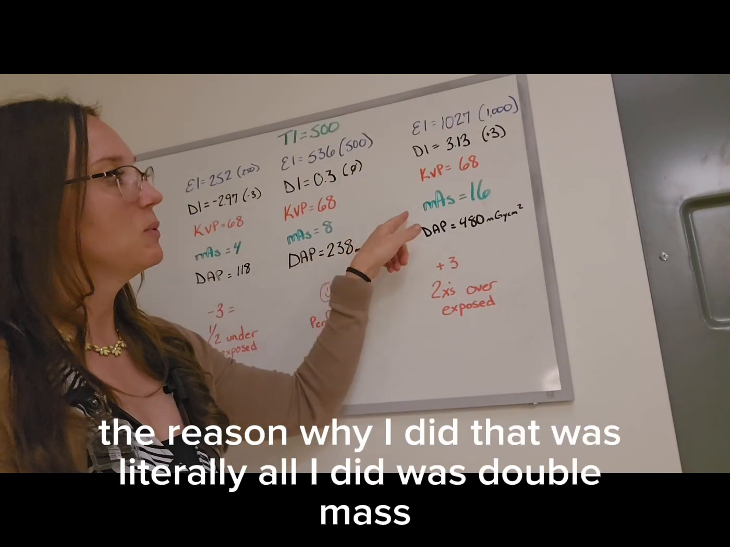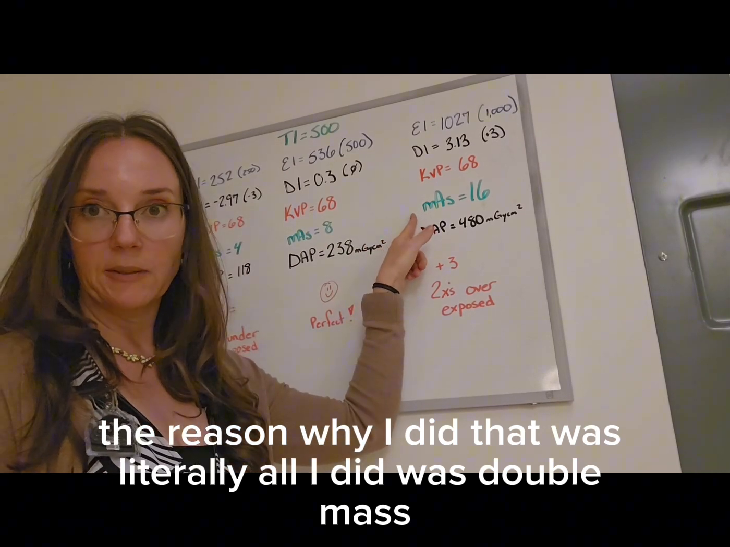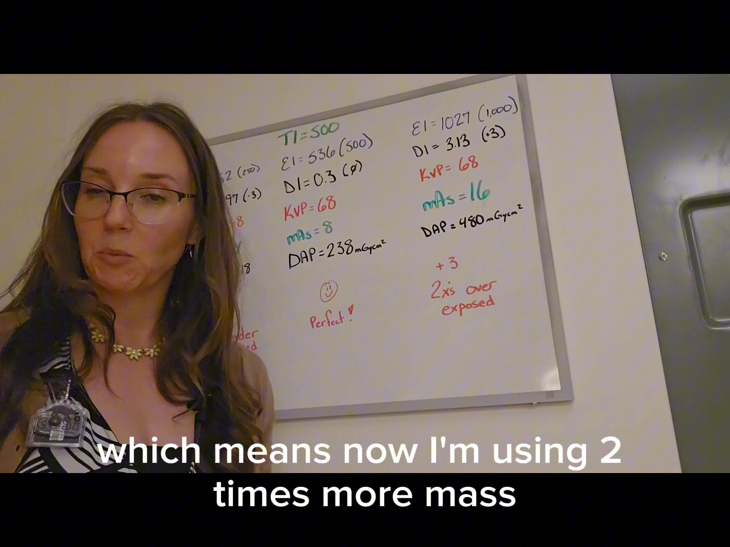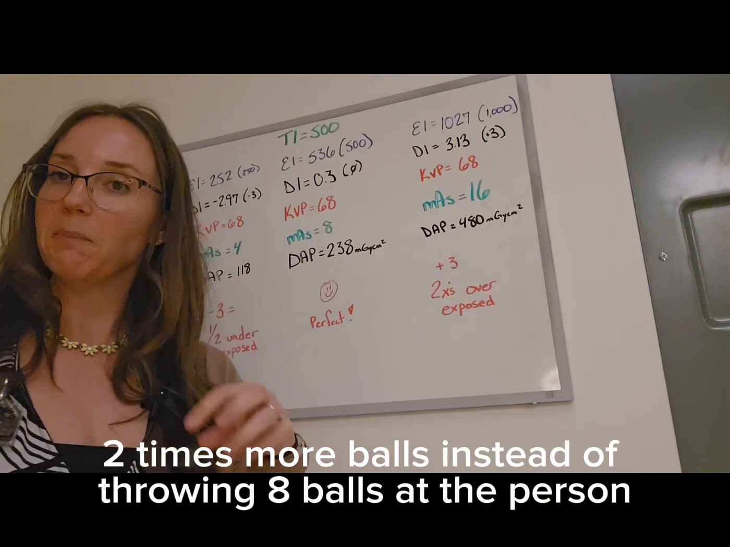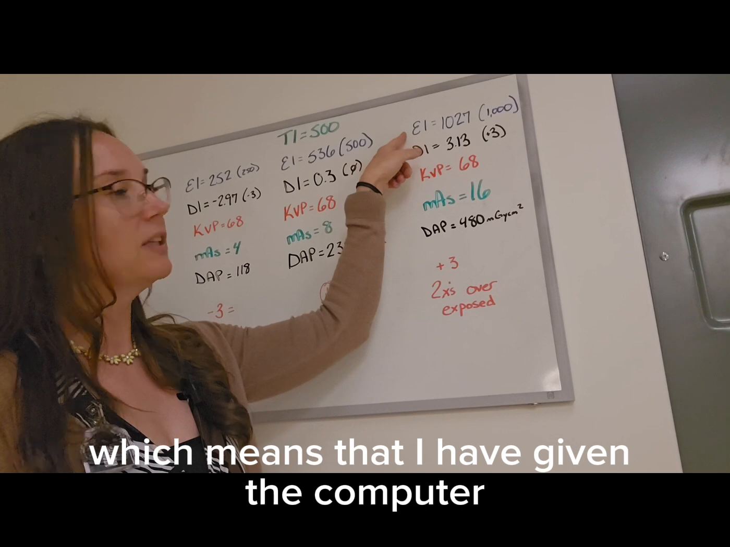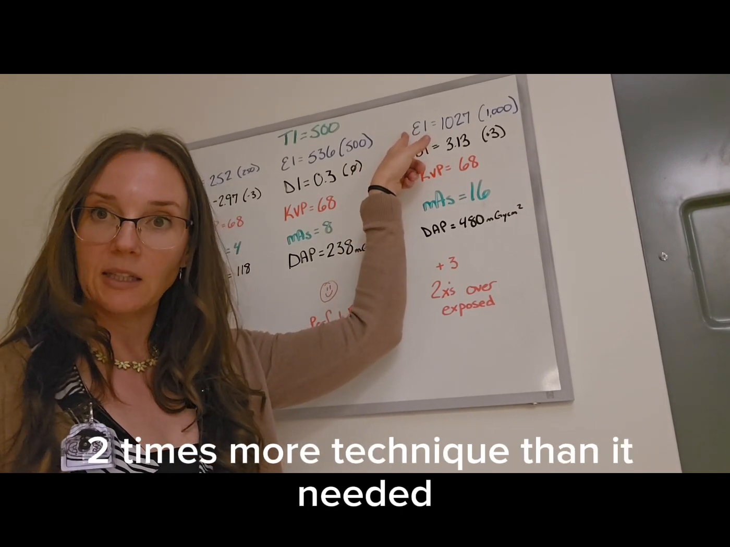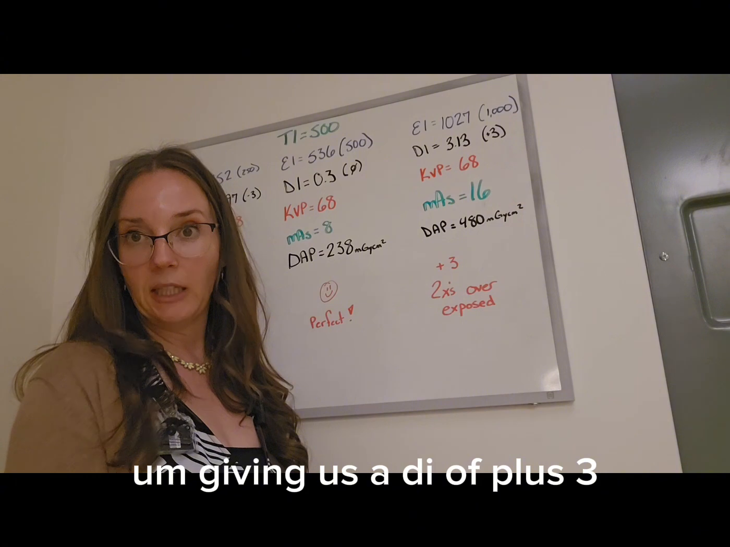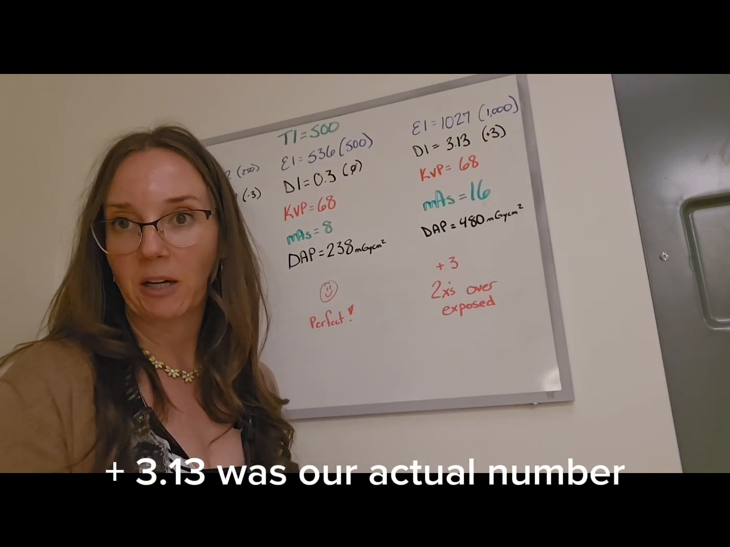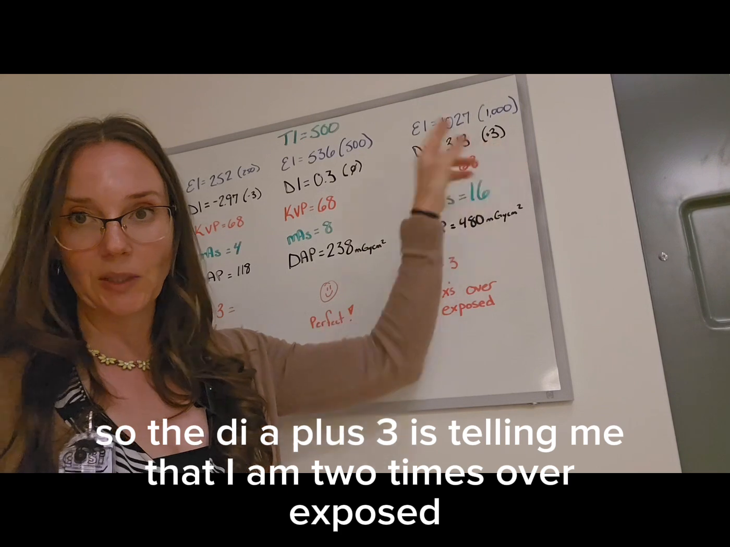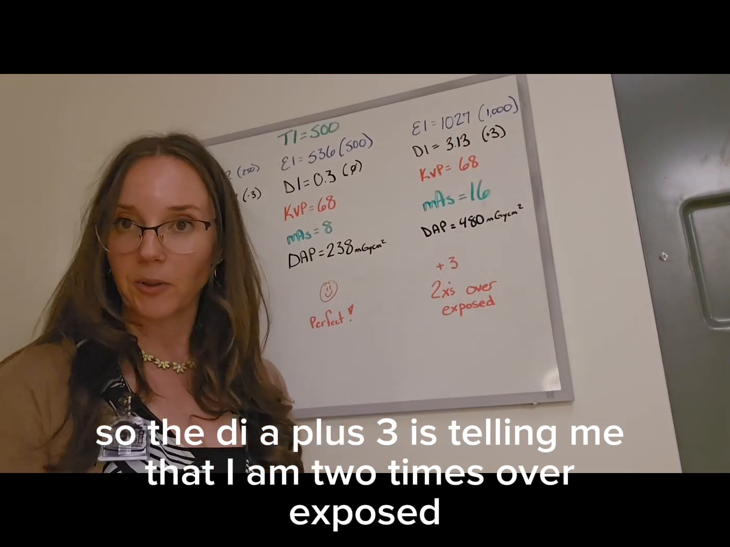The reason why I did that was literally all I did was double mass. I went from 8 mass to 16 mass, which means now I'm using 2 times more mass, 2 times more balls. Instead of throwing 8 balls at the person, I'm throwing 16 balls at the person, which means that I have given the computer 2 times more technique than it needed, giving us a DI of +3, plus 3.13 was our actual number. So the DI, a +3, is telling me that I am 2 times overexposed.